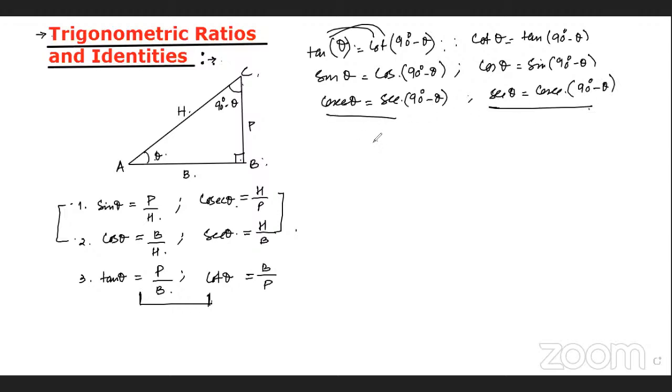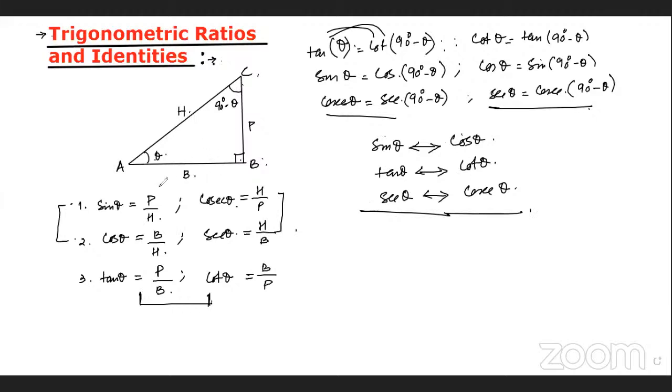So what is a co-function? See, what is the co-function of sin theta? It is cosine theta, or in short, we write this. And it's a bidirectional arrow, so that means its complement is this, and its complement is this. Similarly, we have tan theta, that is the complementary function to cotangent theta or cot theta, and secant theta. What is the co-function of this? That is cosecant theta, and vice versa. That's why I have shown the bidirectional arrow over here.